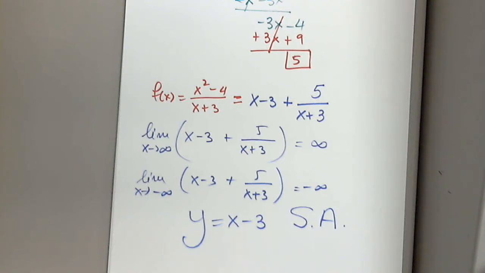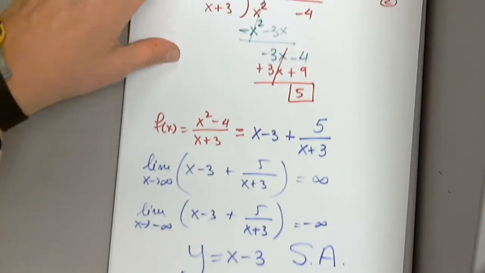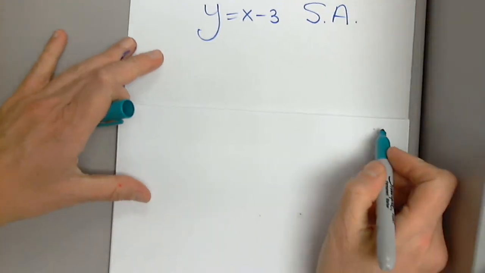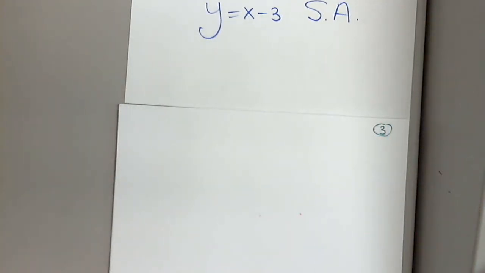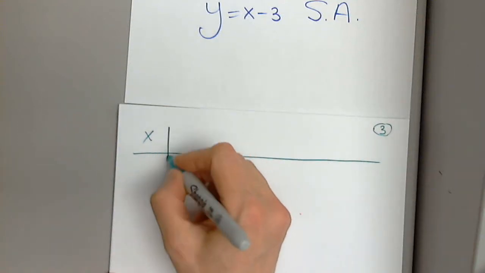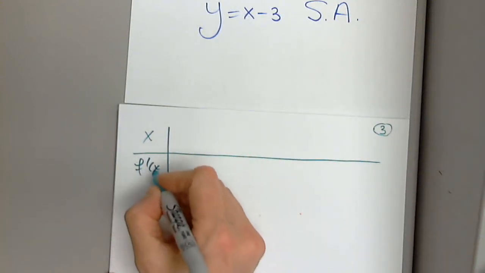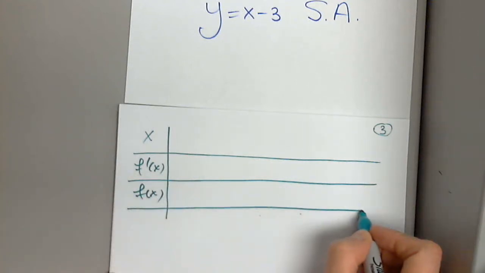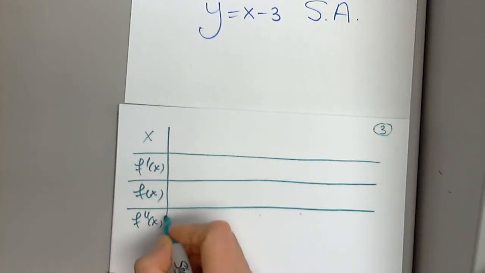Now, what if the answer is negative x minus 3? That's it. That's the only difference. I'm not going to test you on this. I just want you to see an example, and let's graph the function. It's a very good practice because we're going to go through the same steps: f prime, f of x in the middle, and the second derivative.